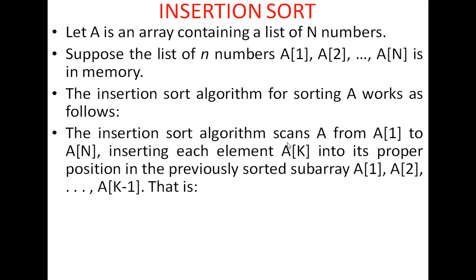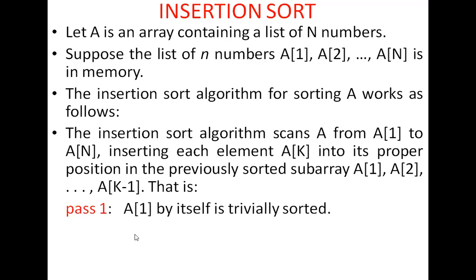In the same way, A of k is inserted into its proper position in this sorted subarray A of 1, A of 2 up to A of k minus 1. Okay, so step by step, we'll try to understand the mechanism. In the first step, it arranges one element at a time in sorted order. So A of 1 by itself is sorted. That means in the first step there is only one element, A of 1, which we assume is already sorted.